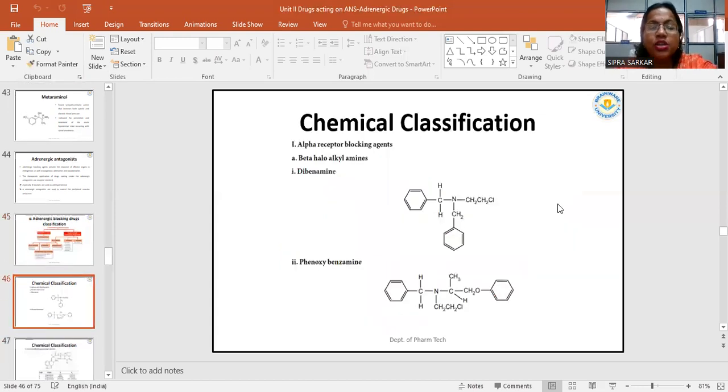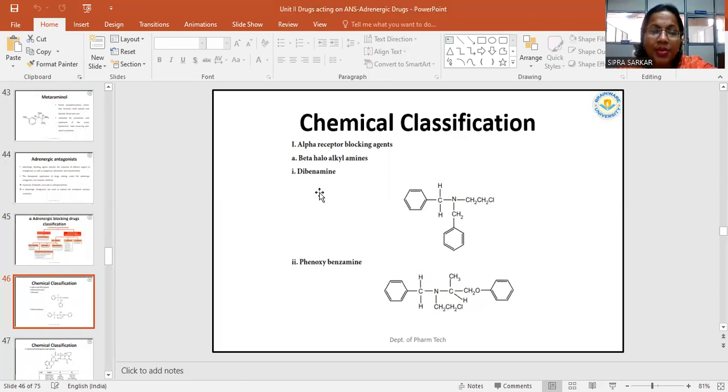Next, chemical classification, we can classify as alpha receptor blocking agents and beta-haloalkylamines. These are the first category, where the alpha receptor blocking drugs are beta-haloalkylamines. That means at the second position of the carbon, the beta position, there is a halo group, that is, a halogen group, and an alkylamine is present. See, this is the alkyl group and alkylamine. This is the alkylamine group.